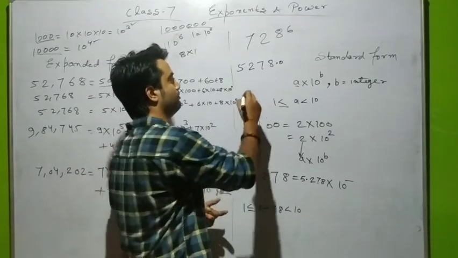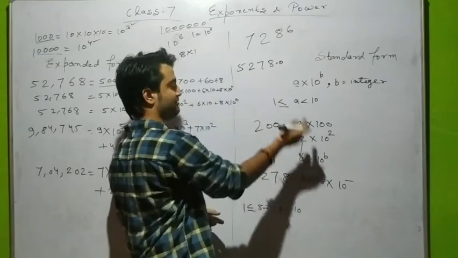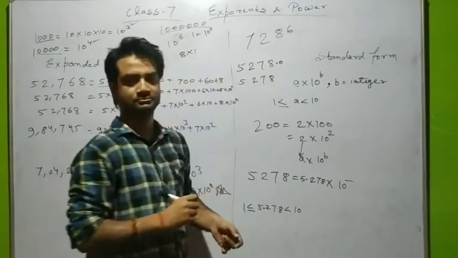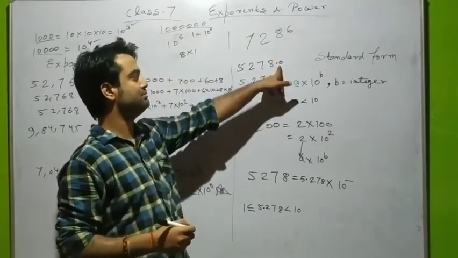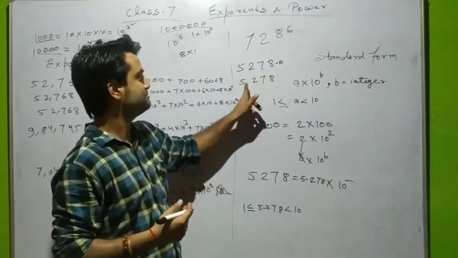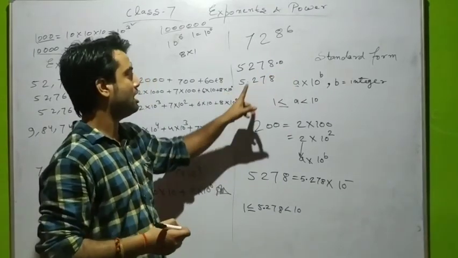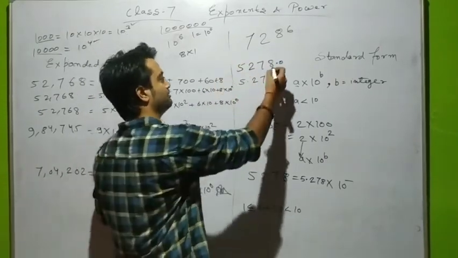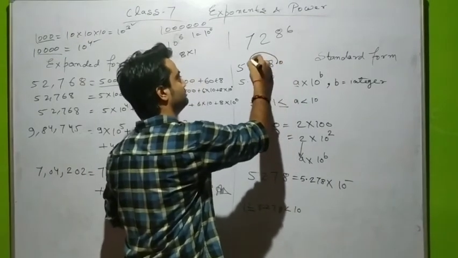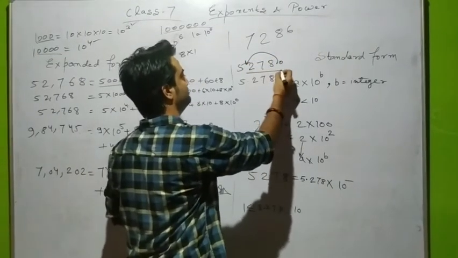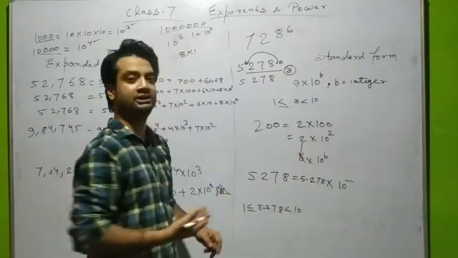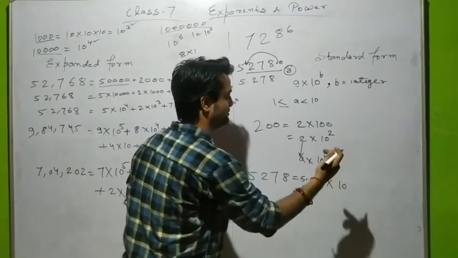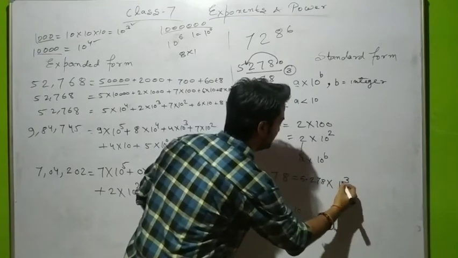Now we made 5278 to 5.278. You see, in the beginning the decimal was after 8. Now the decimal is after 5. How many digits has the decimal traveled from after 8 to after 5? It has crossed 3 digits. So the value of the exponent of 10 will be 3.